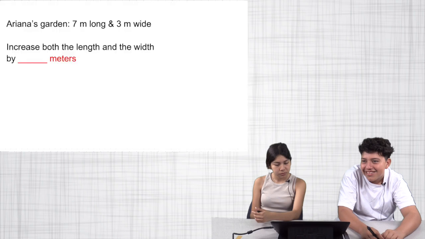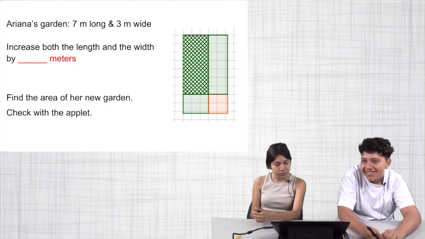In this episode, Emily and Mauricio will choose the amount that they want to increase the length and width of Ariana's original garden by. Then they will make a drawing to find the area of Ariana's new garden. Afterwards, they will compare their drawing with the applet. This activity is going to help them prepare to generalize their methods for finding the area of Ariana's new garden, no matter what amount they increase the length and width of her original garden by.